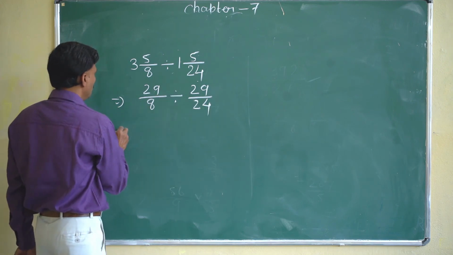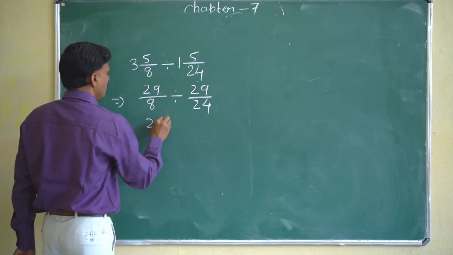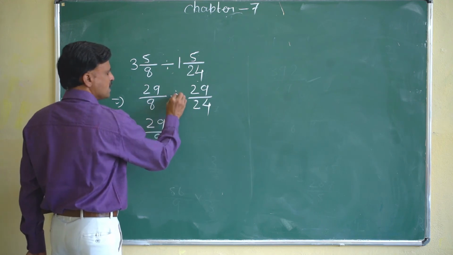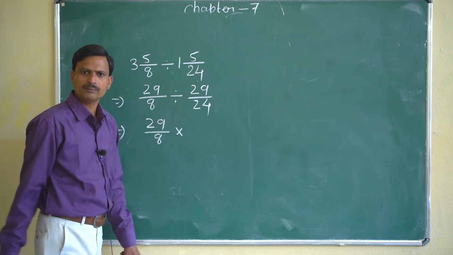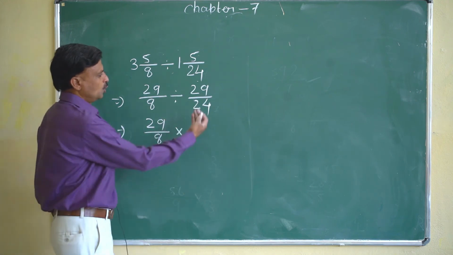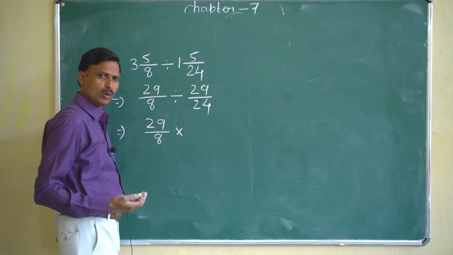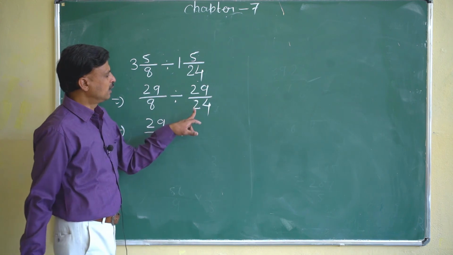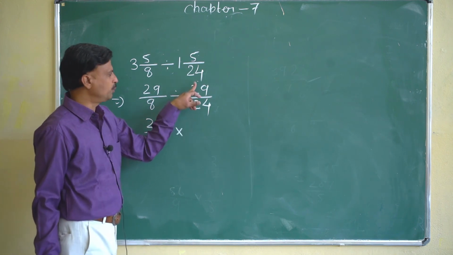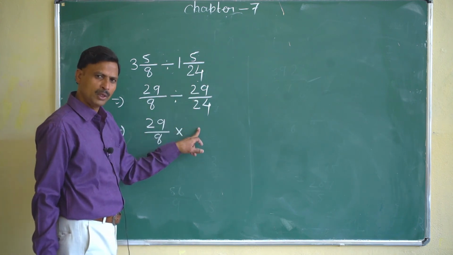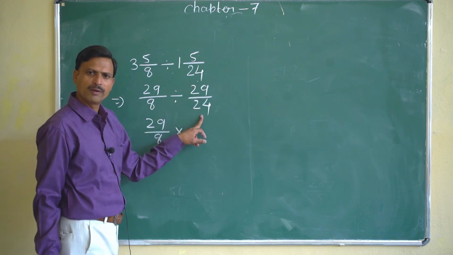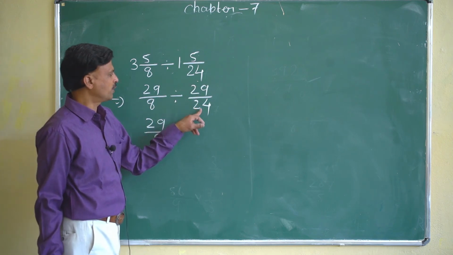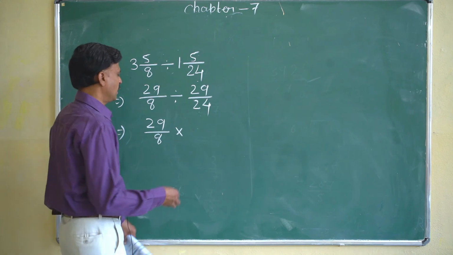So fraction divided by fraction. As I told you, what we have to do, 29 upon 8. This division will convert into multiplication. So this will get reciprocal. Reciprocal, I already told you that the denominator becomes numerator and numerator becomes denominator. Means 29 upon 24 becomes 24 upon 29.